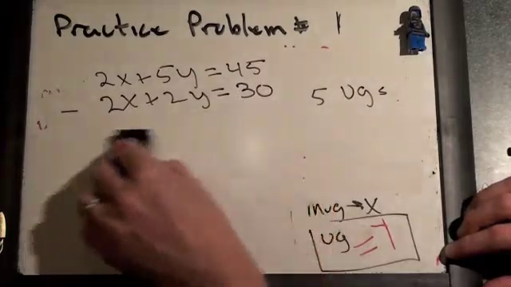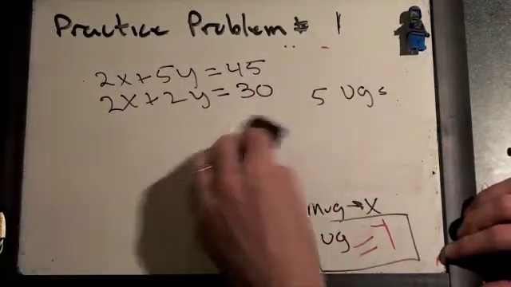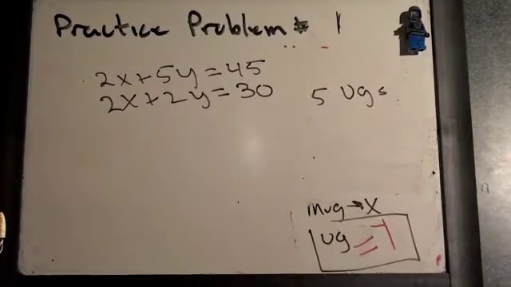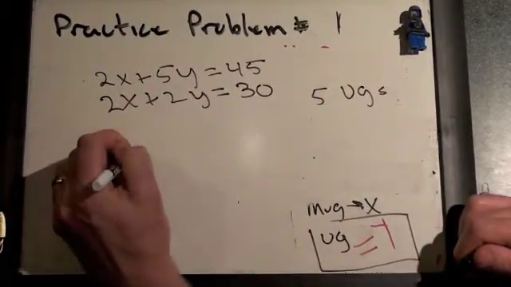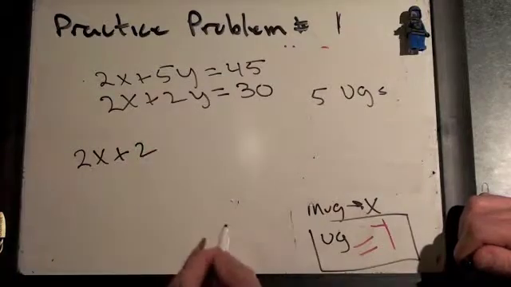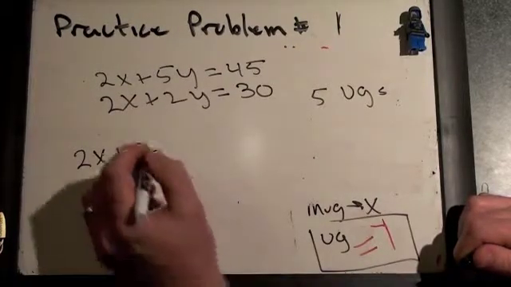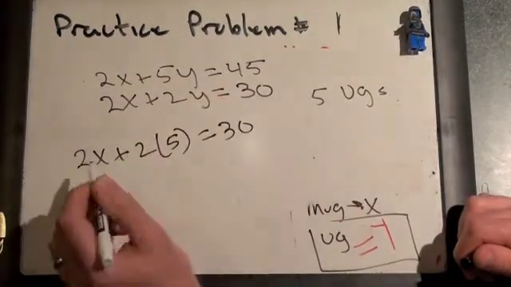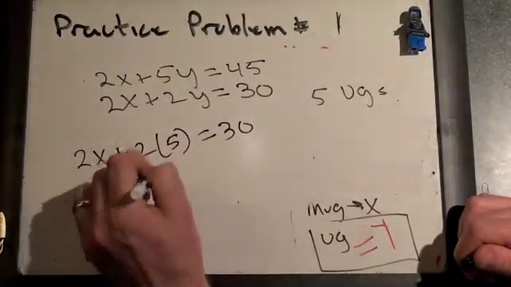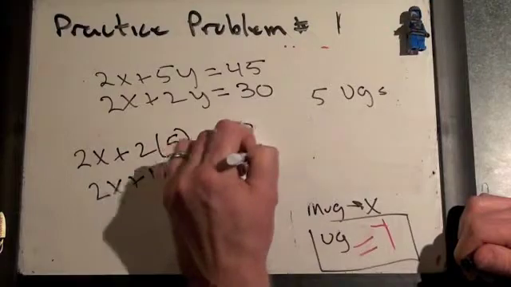Now we've got to get rid of the y's. Well, we know what y is actually. We can just take this equation: 2x plus 2 times, what's y? 2 times 5, which means 10. Equals 30. So 2x plus 10 equals 30.